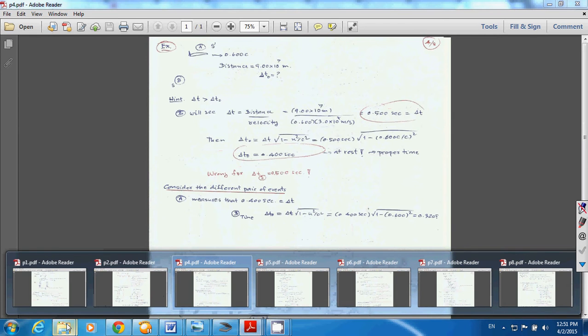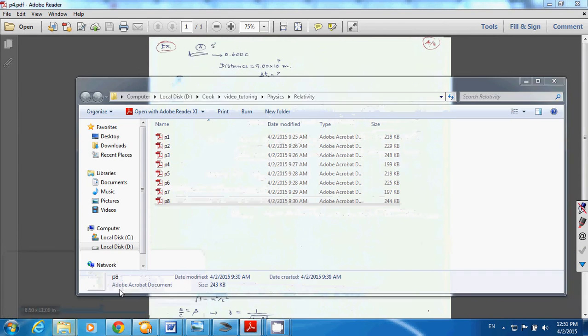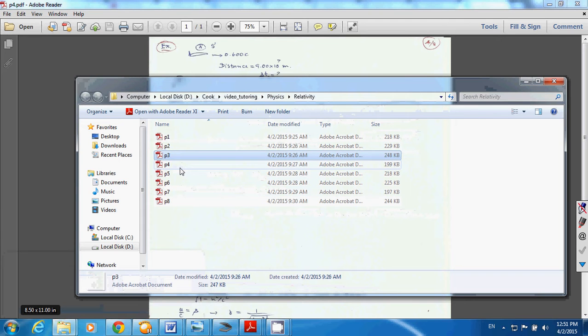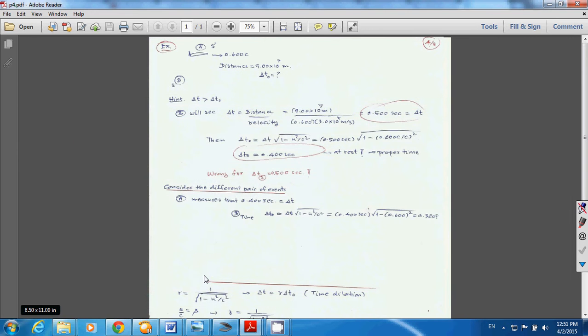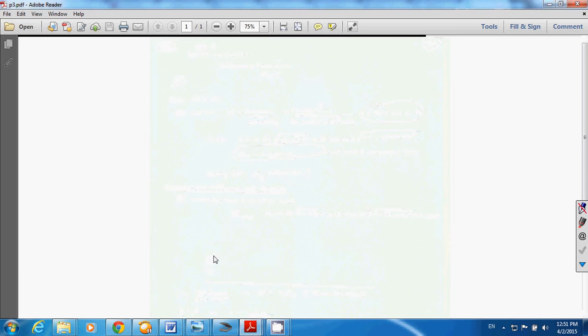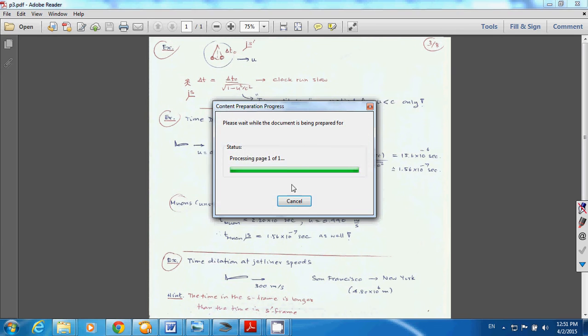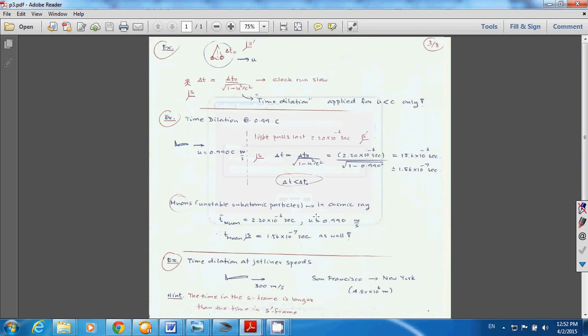Oops, I think I'm missing page number 3. And the time is going to get involved with the frequency as well. So that's why it affects so many physical parameters.